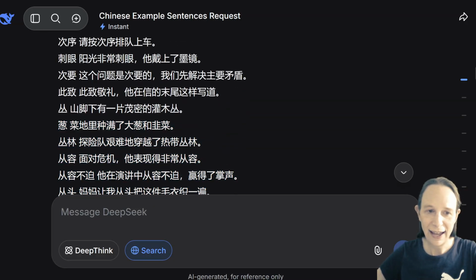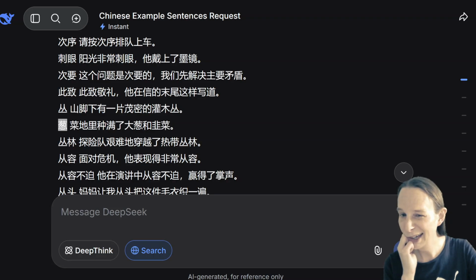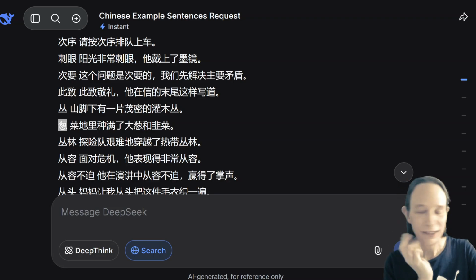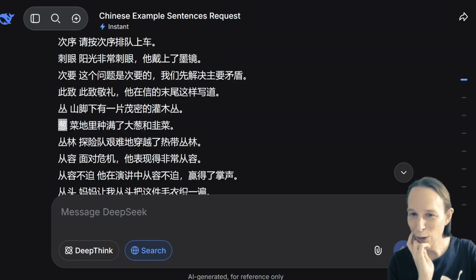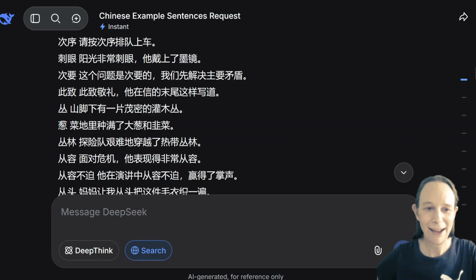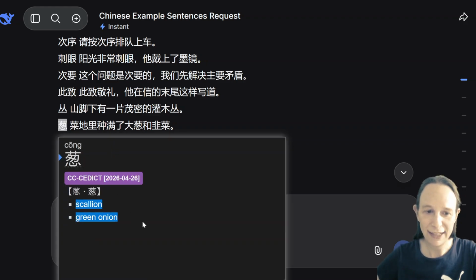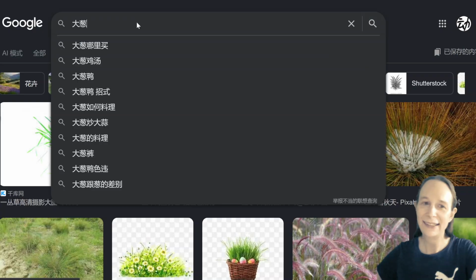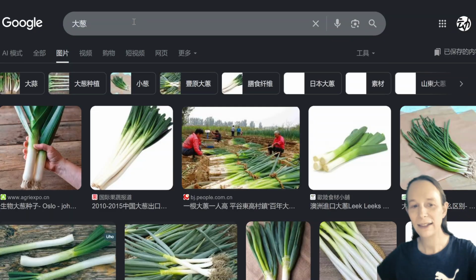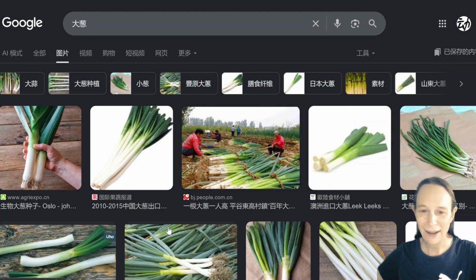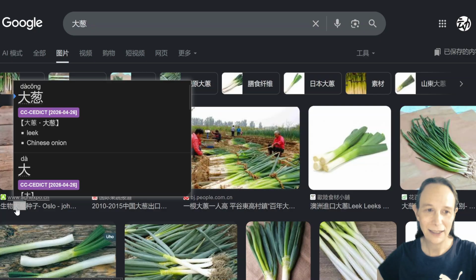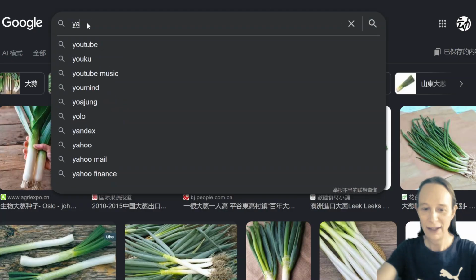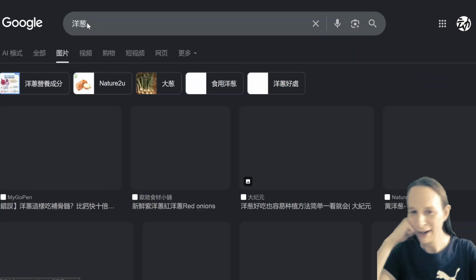葱. Do you not know this word? 葱 is the Chinese word for onion, or kind of leek as well, I think. There are different types of 葱: scallion, green onion. 菜地里种满了大葱和韭菜。大葱, I don't know how to explain this. You just look at the image, and that is 大葱. There you go, 大葱. What do you call it in English? 大葱, leek. Okay, leek.